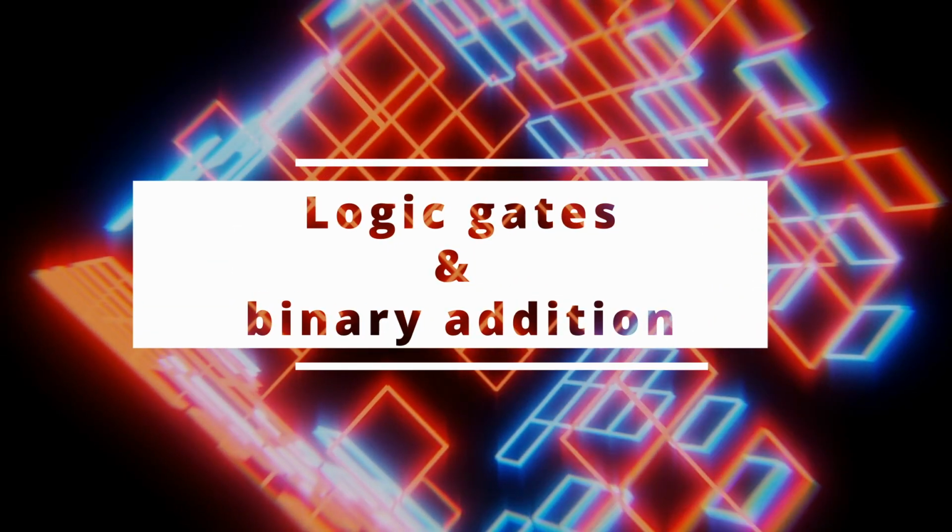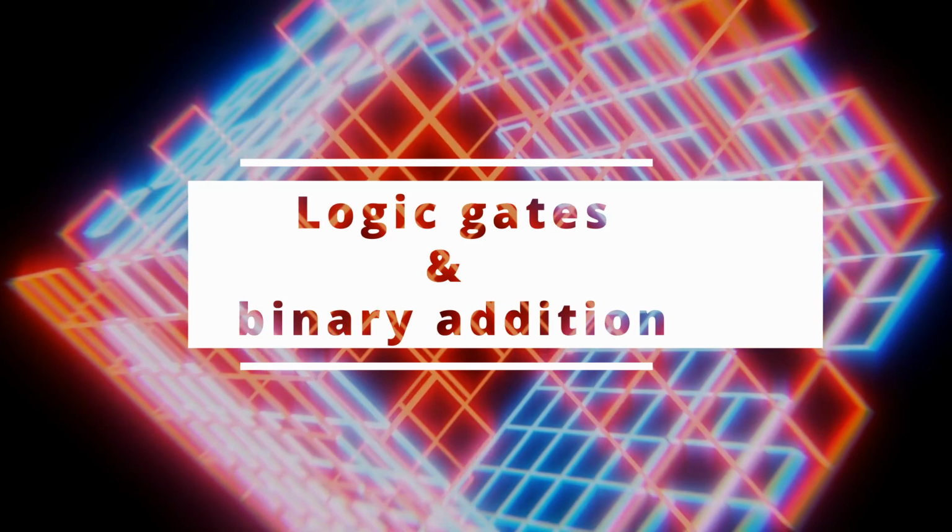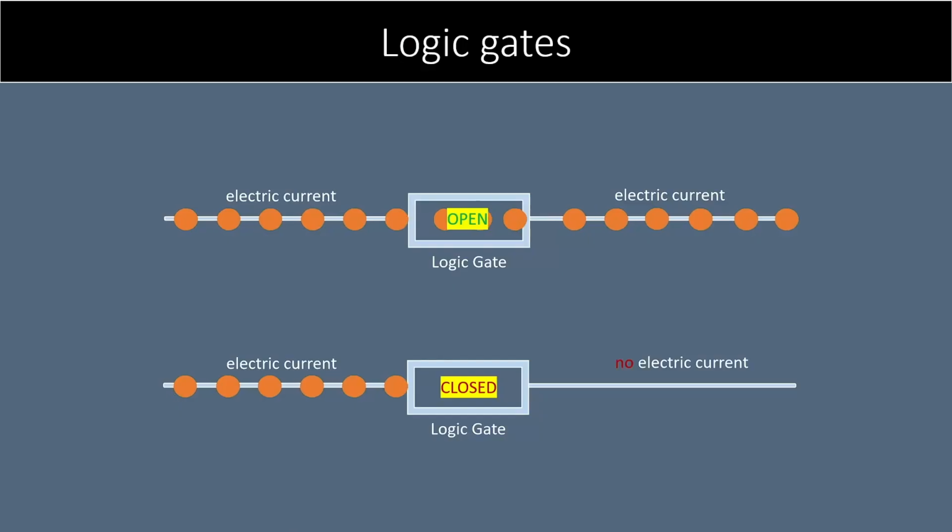In this lecture, we shall learn about logic gates, which are the building block of any electronic circuit. Opening a real gate allows people to pass into the property. Similarly, the logic gate allows the electric current to pass if it is open and does not allow the electric current to pass if it is closed. The logic gate has two states, open or close, true or false, 1 or 0.